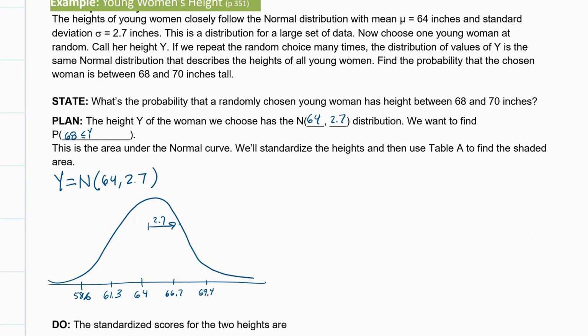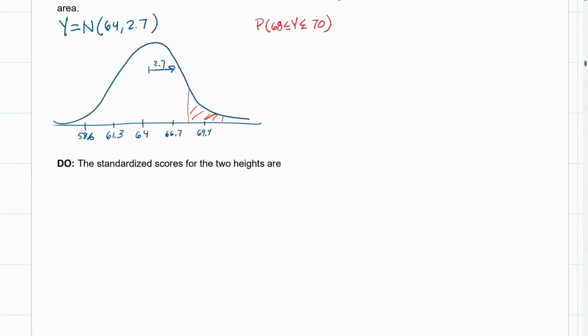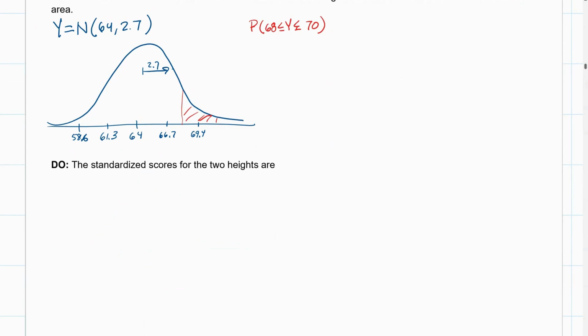We're asked to find the probability that the random variable Y sits between 68 inches and 70 inches tall. In other words, what's the probability that I'm between 68, which is about here, and 70, which is about here? That area right there. We're wondering what is the probability that Y is between 68 and 70 inches tall. Now, one way to solve this is to go and find the standardized heights.